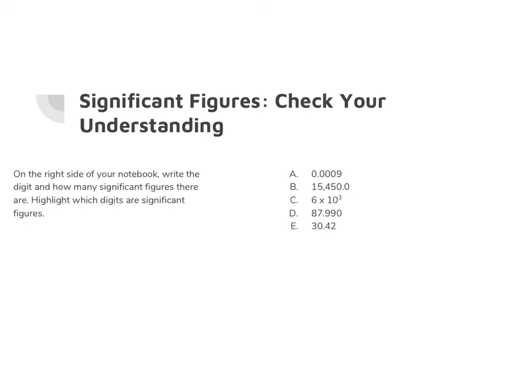All right, so let's check your understanding of significant figures. On the right side of your notebook, go ahead and write down A, B, C, D, and E. Write down the examples and go ahead and tell me how many sig figs are in each. Go ahead and take the time to do that now. Okay, so hopefully you went ahead and took the time to do that. Now, let's talk about how many sig figs we have in each of these.